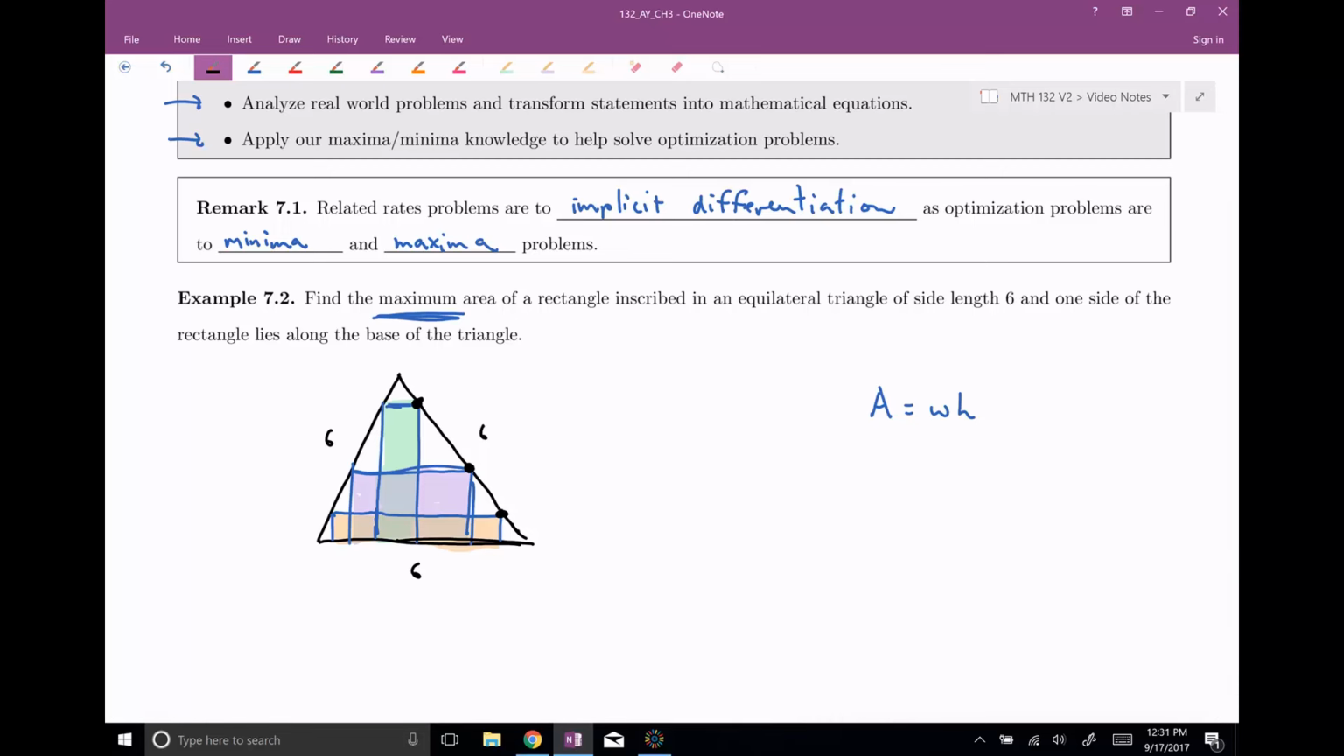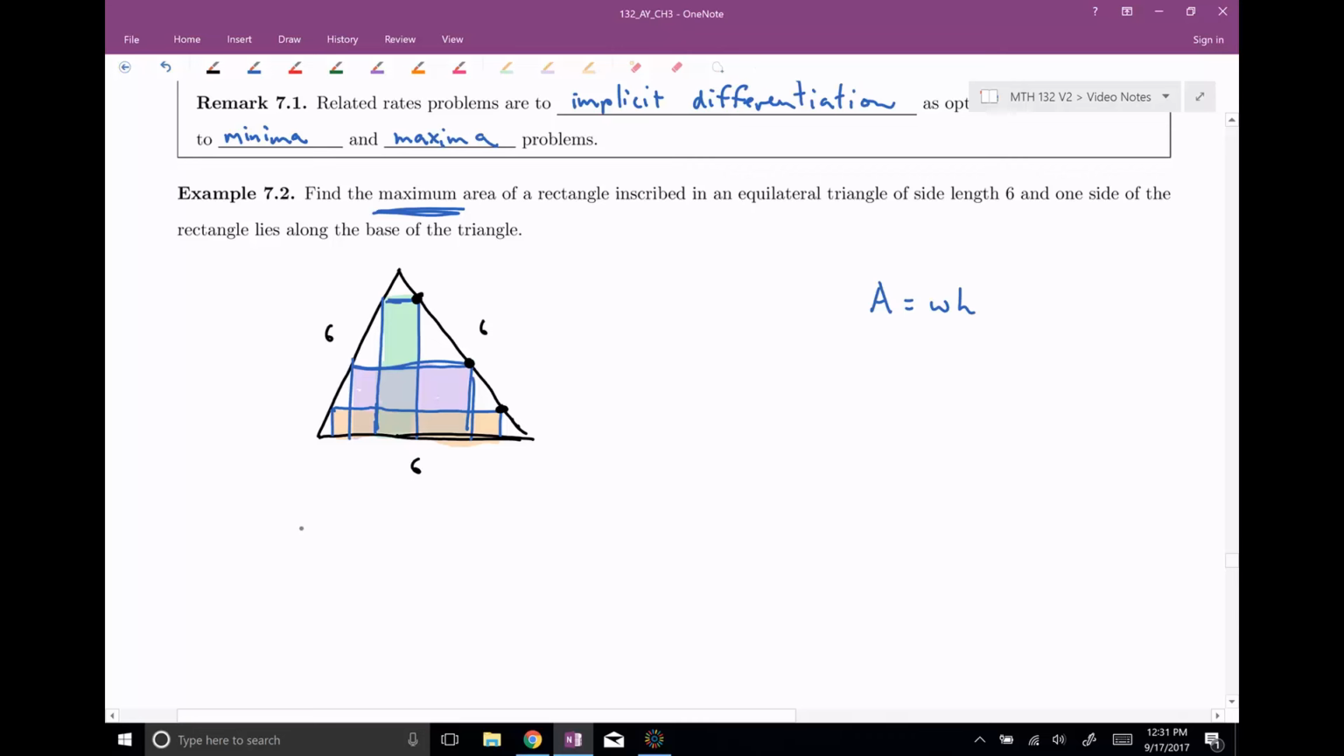So for instance, if I said that the width of your rectangle was equal to 6, what does the height have to be equal to? If the width of your rectangle is 6, that means it has to be way down here at the very bottom. So it has to take up this entire length here.